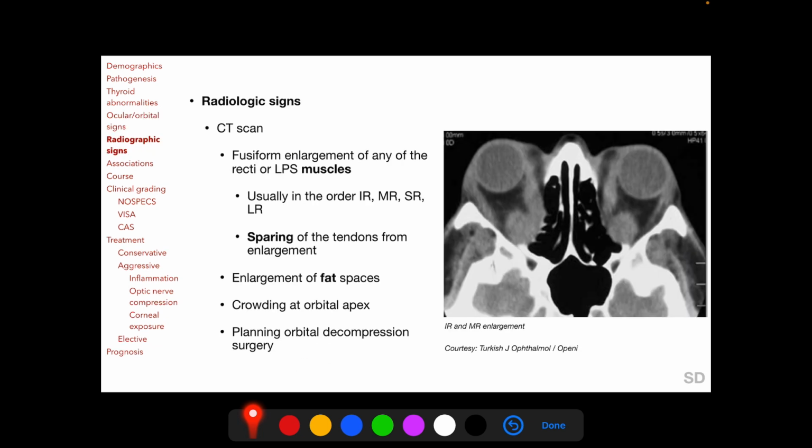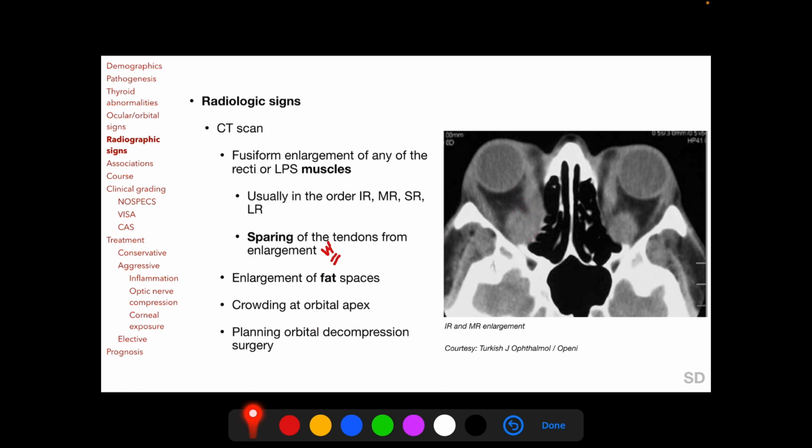The third criteria for diagnosis of TED are the radiologic signs. On CT scan, we find fusiform enlargement of any of the recti or LPS muscles, usually in the order inferior rectus, medial rectus, superior rectus, and lateral rectus. And characteristically, there is sparing of the tendons from enlargement in TED. And this is very important to remember because it differentiates TED from other orbital inflammatory processes. There will also be enlargement of the orbital fat spaces and crowding at orbital apex.